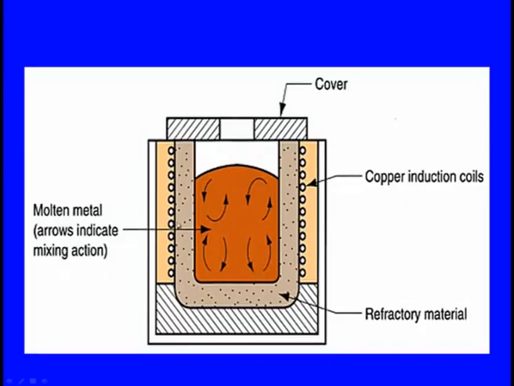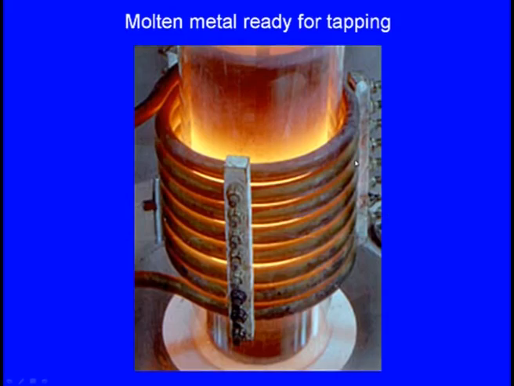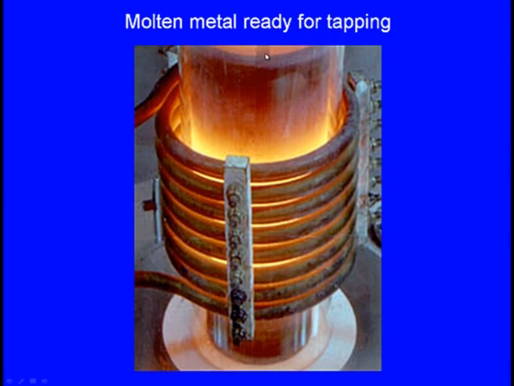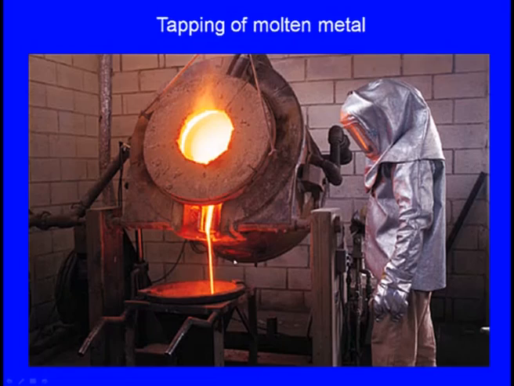Here we can see there is electromagnetic mixing also. Manual stirring may not be required, because of the electromagnetic induction there will be magnetic mixing, so mixing will be uniform. And here we can see the actual photograph of an induction furnace. This is the copper coil, through which high current is passed, and inside there is a refractory crucible, and inside the crucible there is a charge. Because of the secondary current, heat is generated, and that heat will be melting the charge that is kept inside the crucible. After melting is over, we are tapping.